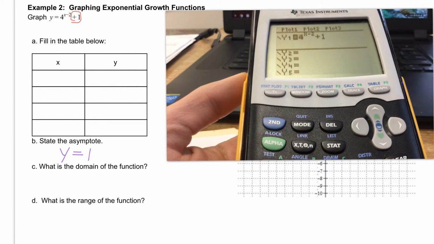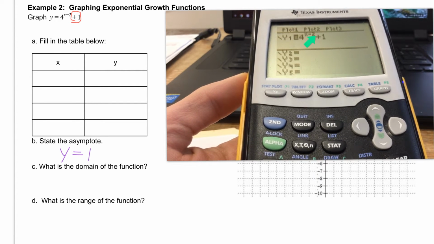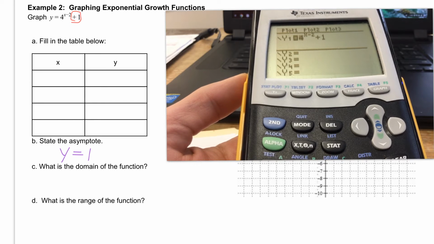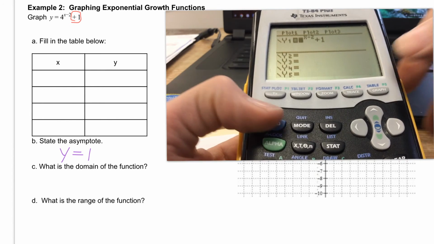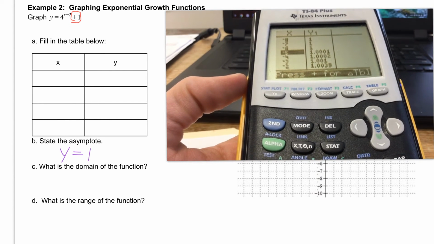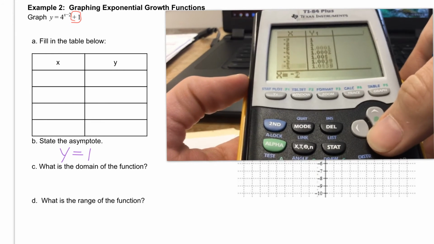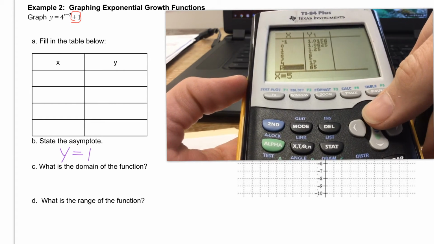If you've plugged it into your graphing calculator, this is what it should look like. You have 4 raised to the x minus 2, and then make sure you get out of the exponent before you add that 1. So then what we're going to take a look at is our table of values. We're going to go to our table, and as we scroll through our table, maybe we'll go down and see if we can find some nice numbers real quick.